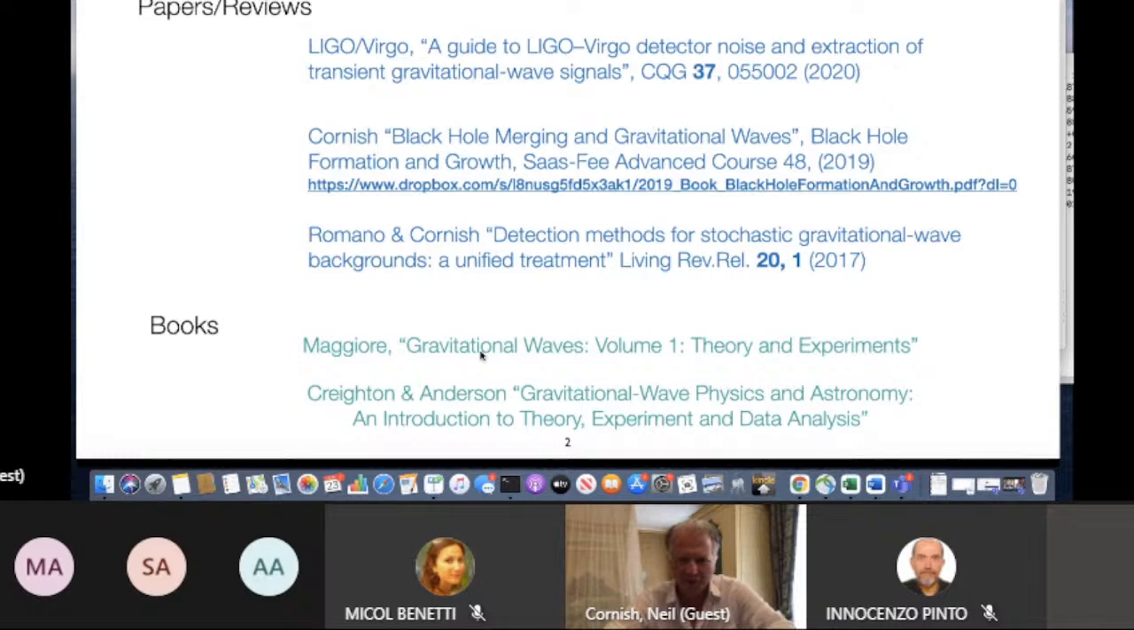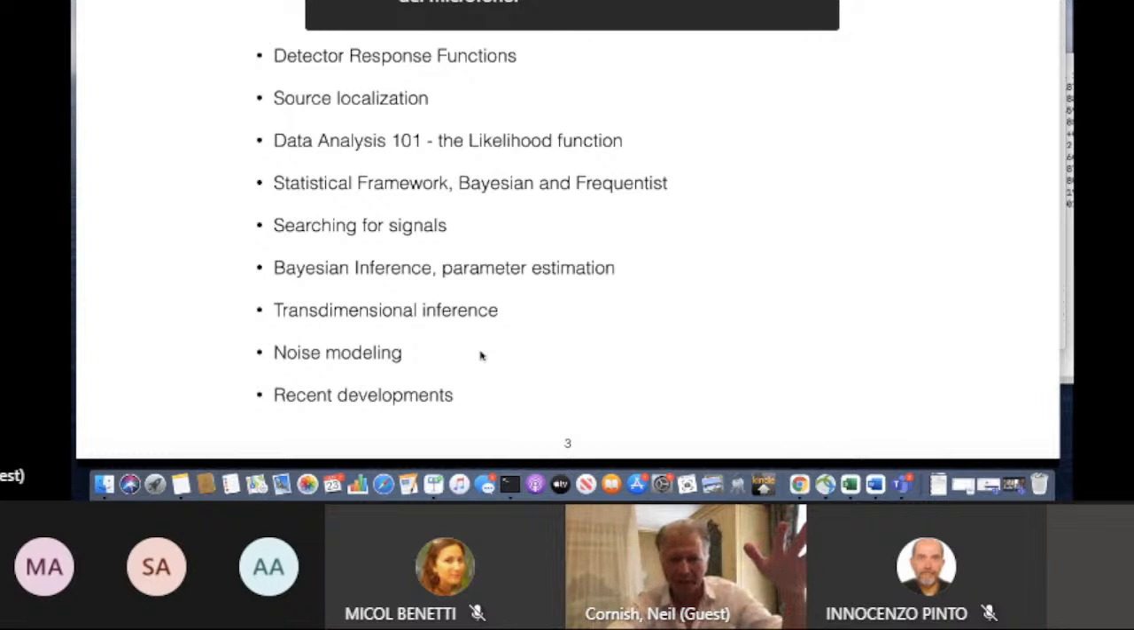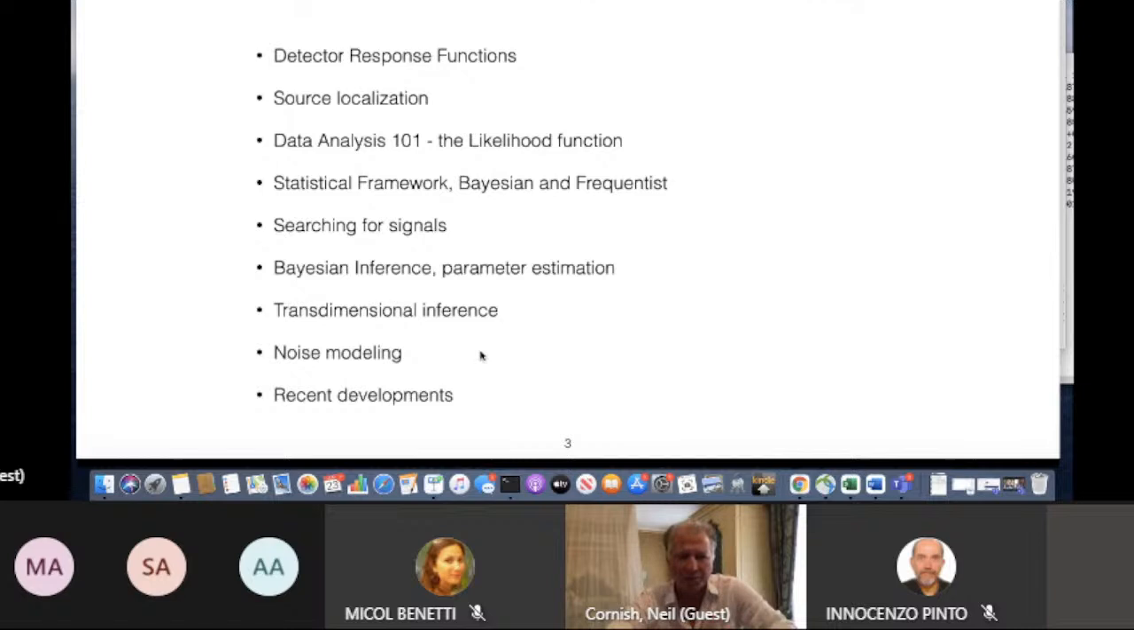All right, so some of the topics I'm going to go over. The first thing is how do we go from the gravitational waves to the response of the detectors? So how does the output of the detector relate to the gravitational waves coming in? That then leads to things like source localization. And then I'm going to get into just the basics of how the data is analyzed, talk about the statistical framework of the analysis, how we search for the signals, then how we infer their physical properties, for example, the masses and the spins and the sky location and all that sort of thing.